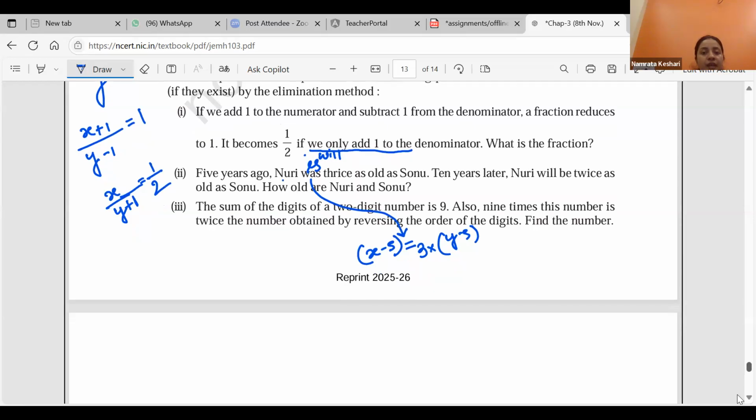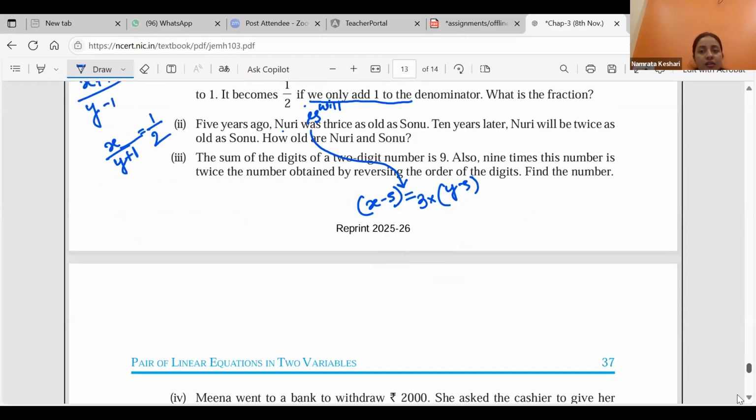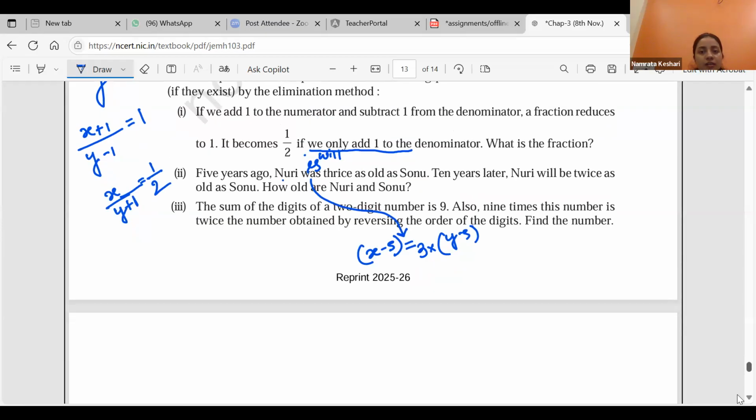Yes, ma'am. This same question they asked me in the previous exam. Okay, and you have done it and you got the marks as well, right? I think I got half marks, like 2 out of 3, in that. So where did you make the mistake?